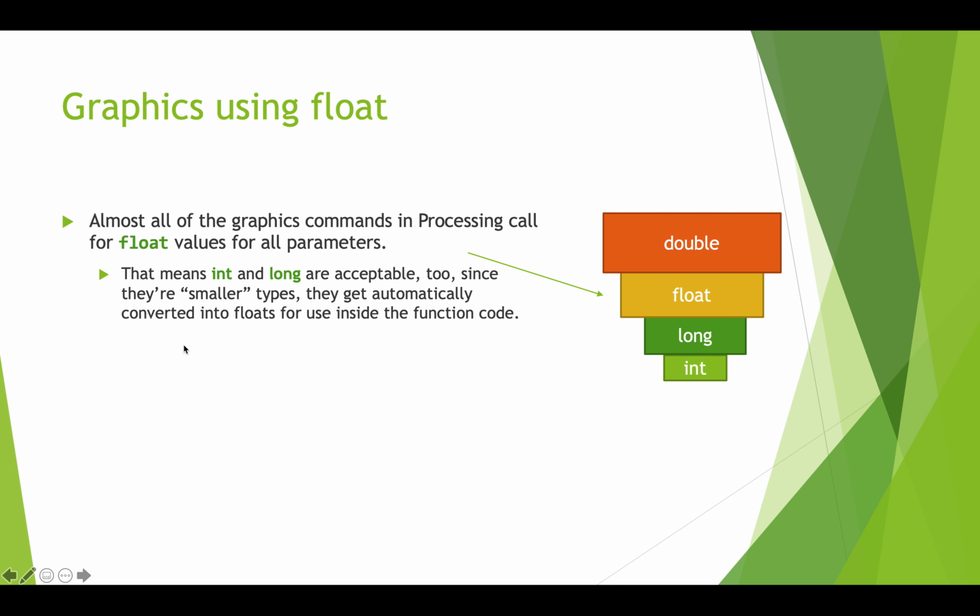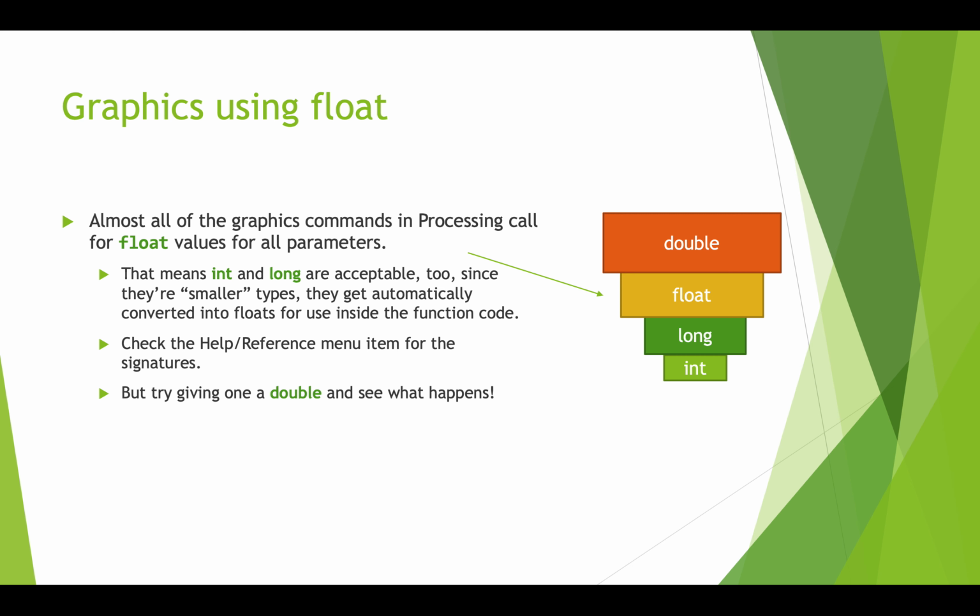Now, if we had a variable like int x equals 20 and we're passing that into a call to something like rect, that doesn't mean that our variable x has suddenly become a float. It just means that when the number that was in x was passed into the function, it was passed in as a float to be used in that function that way. So you can look at the reference menu in Processing to see what the signatures are for all those graphics drawing functions, and you'll see that most of them take floats.